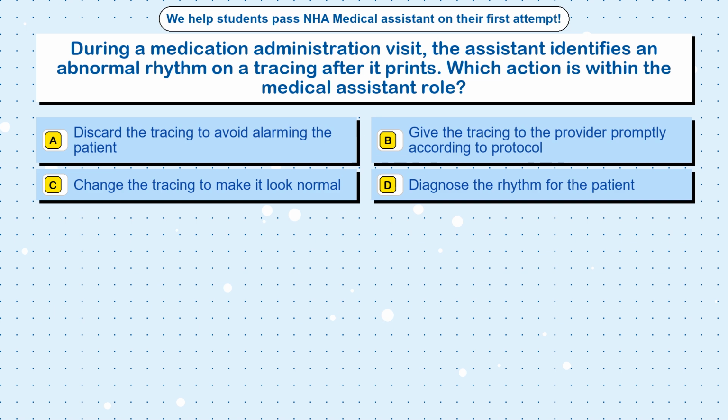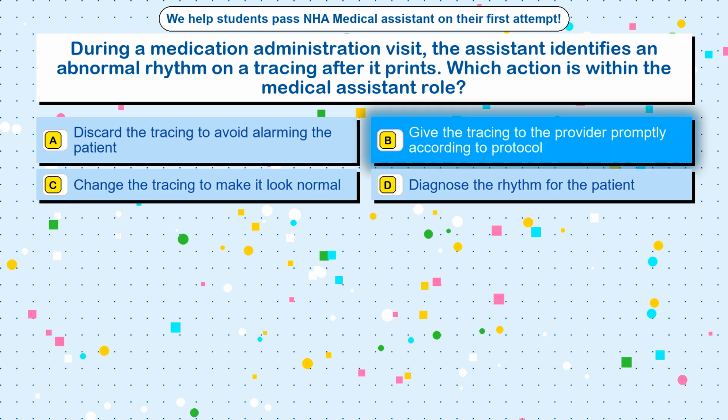Question 92. During a medication administration visit, the assistant identifies an abnormal rhythm on a tracing after it prints. Which action is within the medical assistant role? Option A. Discard the tracing to avoid alarming the patient. Option B. Give the tracing to the provider promptly according to protocol. Option C. Change the tracing to make it look normal. Option D. Diagnose the rhythm for the patient. The correct answer is option B. Give the tracing to the provider promptly according to protocol.